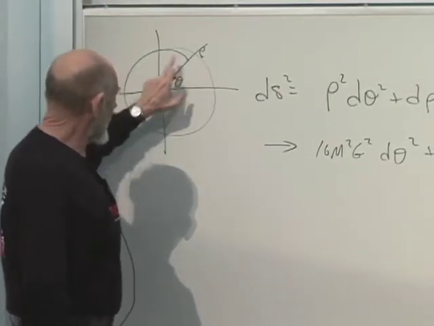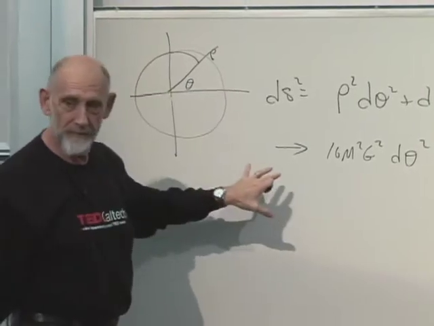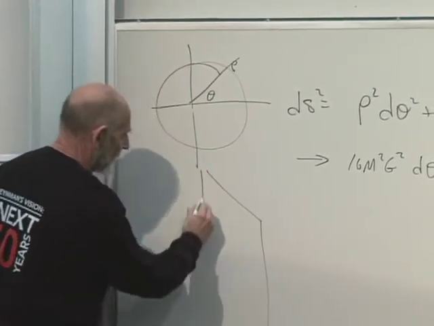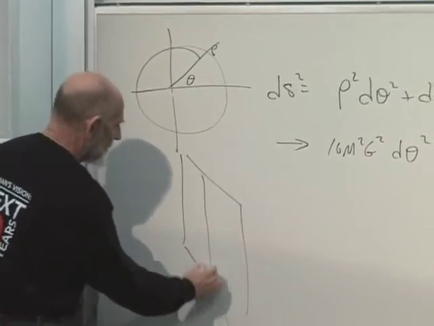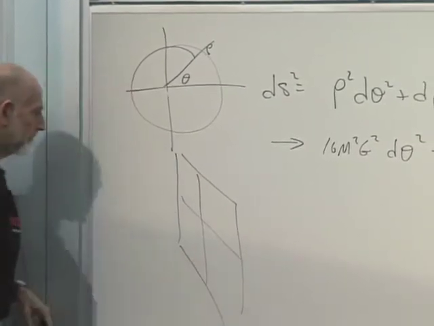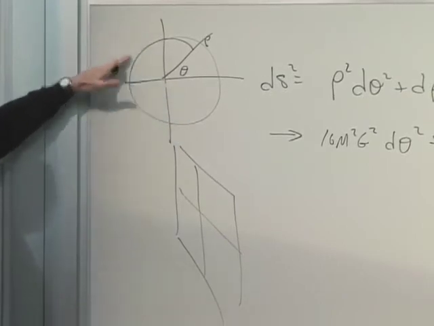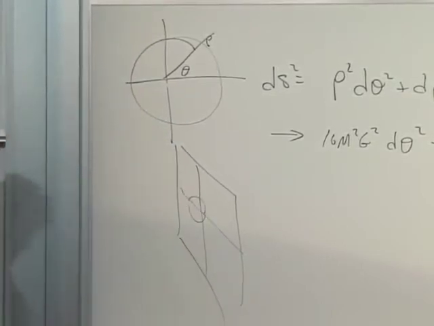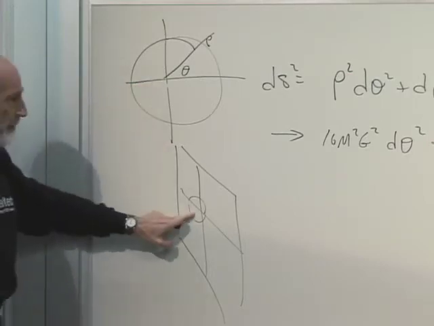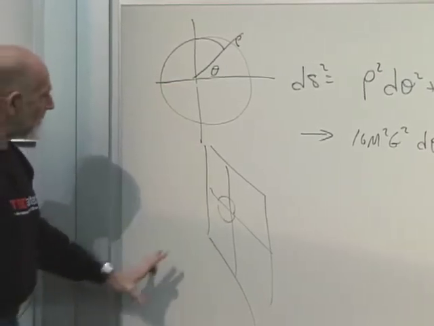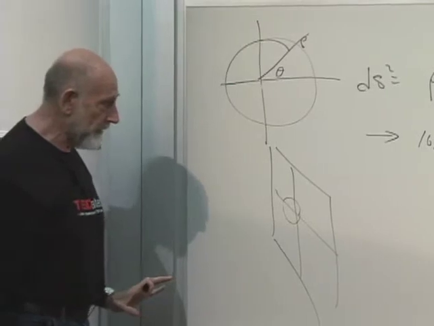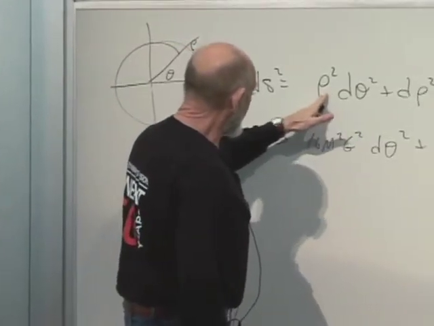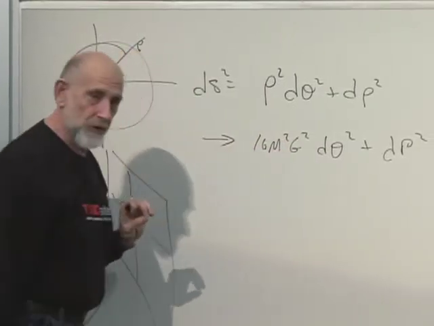Near the origin, it looks like polar coordinates. Let me draw this plane on its edge, like this. Here's this plane, drawn edge on. As I go around theta, I just go around here. Near the origin, it looks like the plane. But now as I move away from the origin, look at it: instead of having this rho squared here, we just get a constant squared.